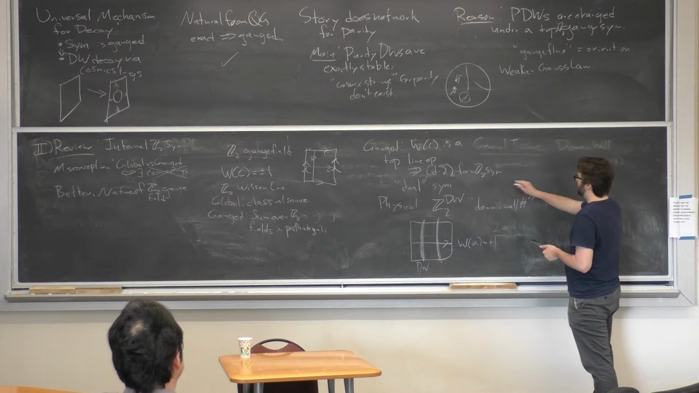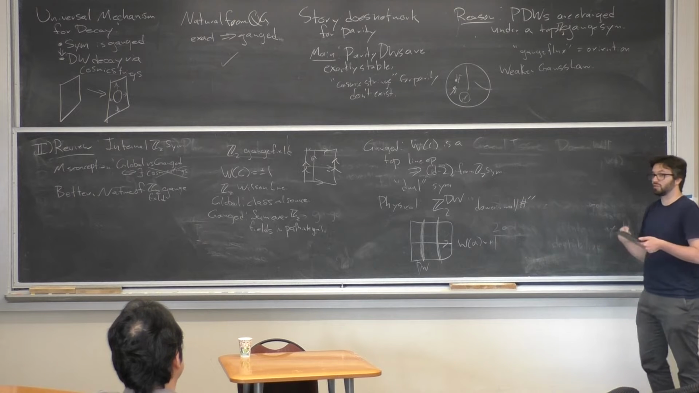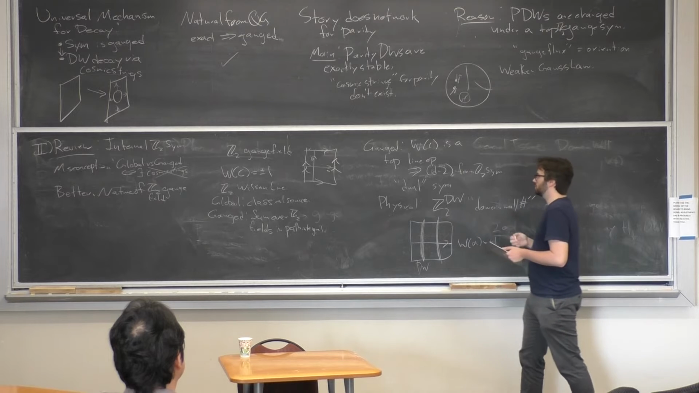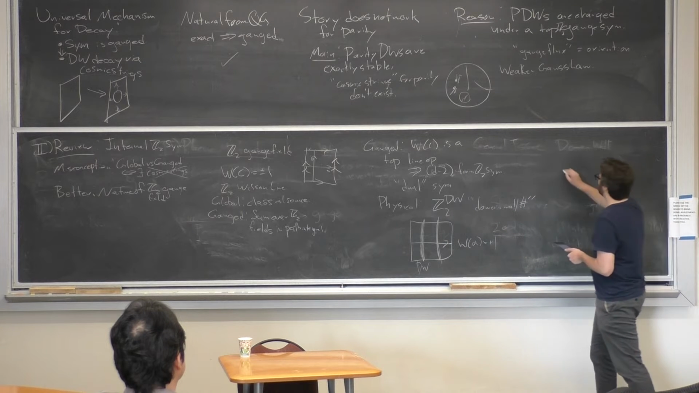Okay. So this symmetry, this domain wall number symmetry, protects domain walls. As long as the symmetry is preserved, domain wall number is conserved mod 2, and they can't decay. So how can we break it?